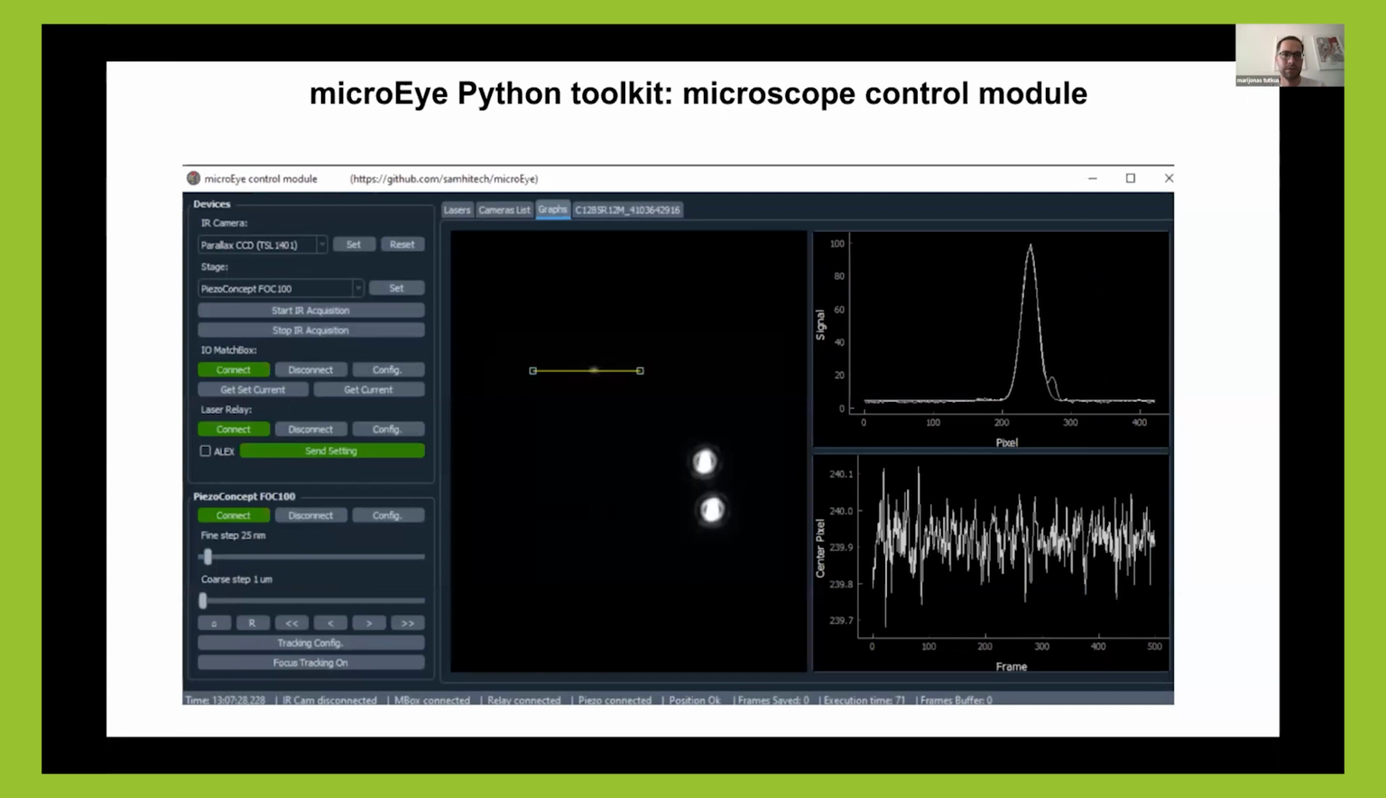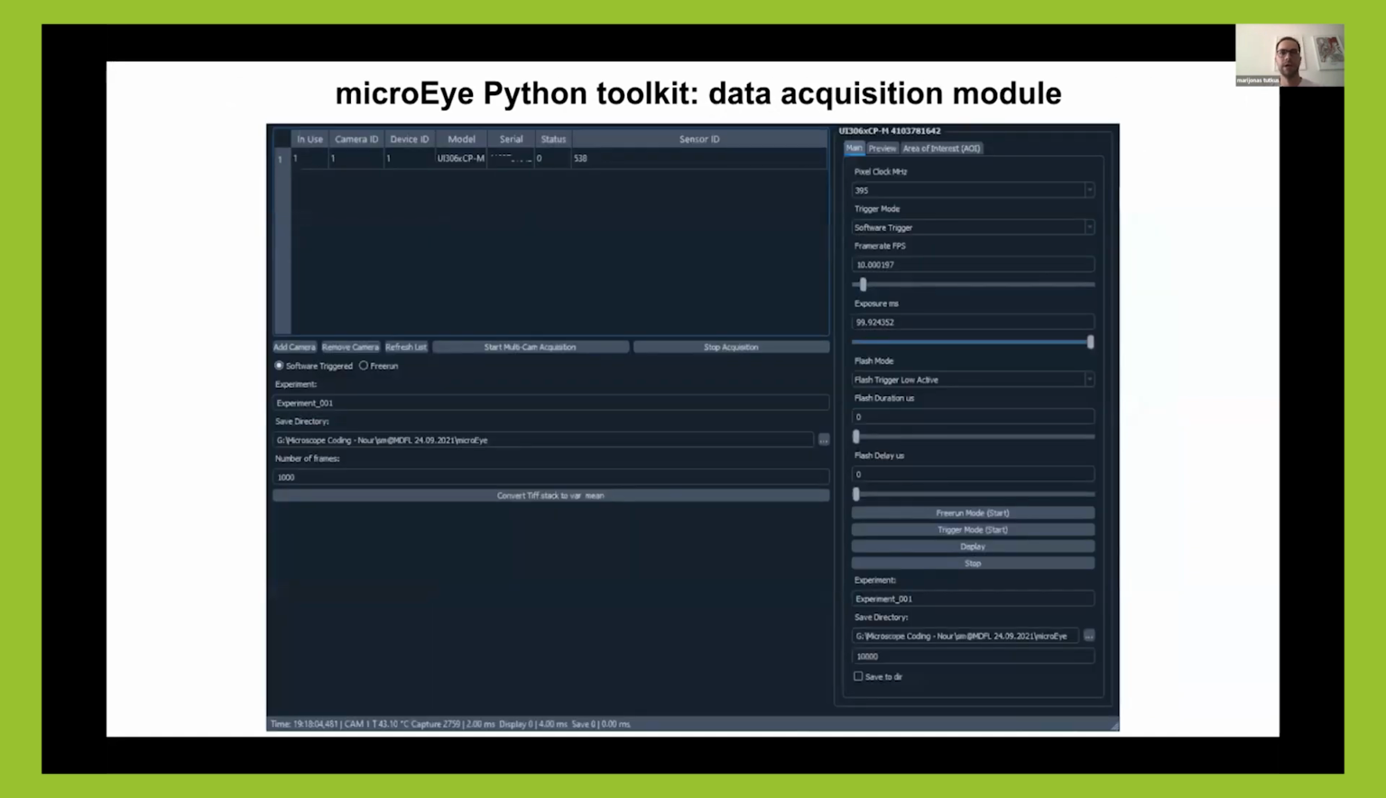We also have the microscope control module, which allows us to trigger lasers, set their powers, do the autofocusing, and whatever hardware is connected, filter wheels, can be controlled through this microEye control module. And the last modality is the data acquisition module, which works with multiple industrial CMOS cameras. And we can set the acquisition parameters, and we can store the data.